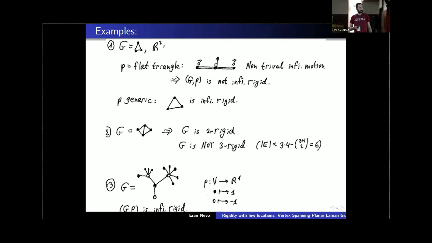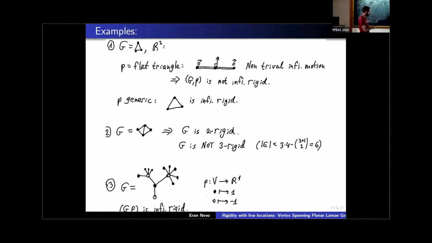Second example: now consider two triangles glued along a common edge. In the plane, this graph is 2-rigid, but in 3-space, it is not. You can think about a motion and the non-trivial infinitesimal motion associated to it, but you can also just make the edge count and see that you don't have enough columns in this matrix. You have 5 columns, but the rank should be 6.